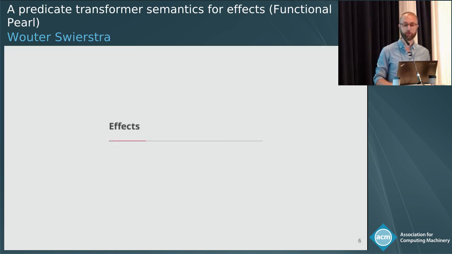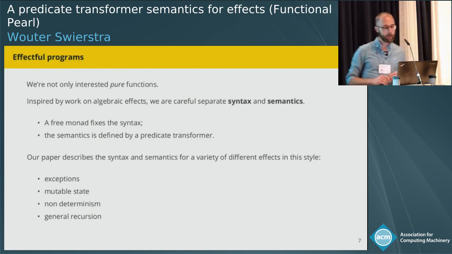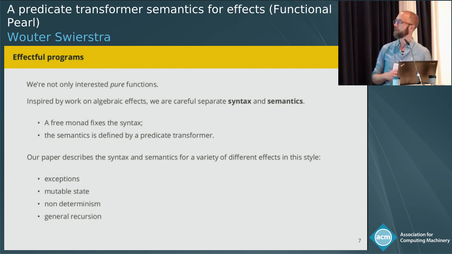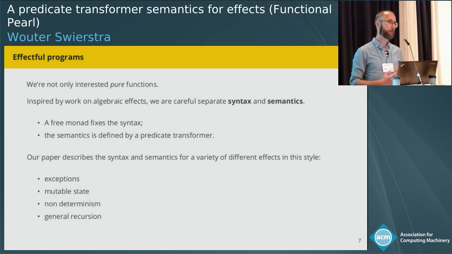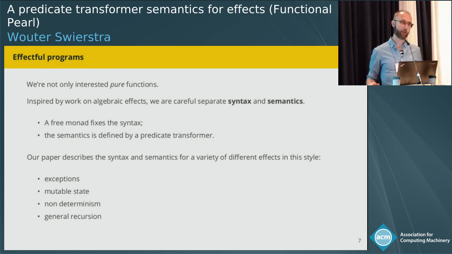Let me talk a little bit about effects. So we're not only interested in pure functional programs, we're typically also interested in working with effectful programs that do things like diverge, use nondeterminism, mutable state, or throw an exception. And what I'll do is follow the recent work on algebraic effects and make a very careful separation between syntax and semantics. So I'll give the syntax by means of a free monad and the semantics using a predicate transformer. So what does this look like? Let me show some Agda code at this point.